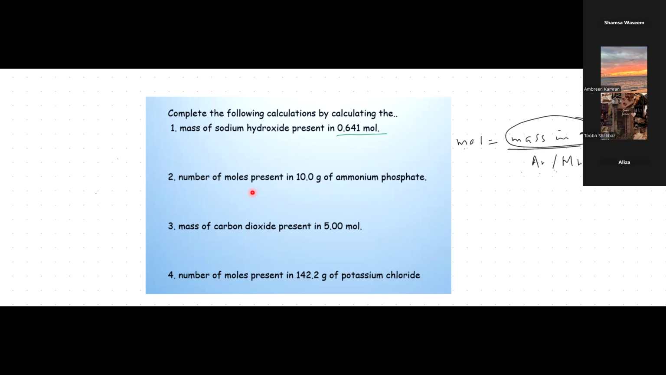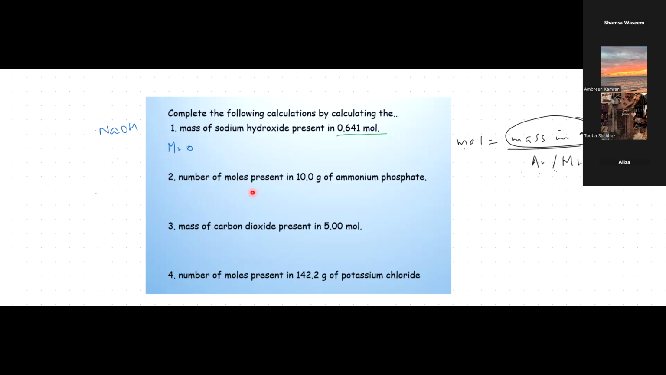Now look, they haven't given us the formula of sodium hydroxide, but we know the correct formula of sodium hydroxide is NaOH, right? So let's calculate the MR of sodium hydroxide.